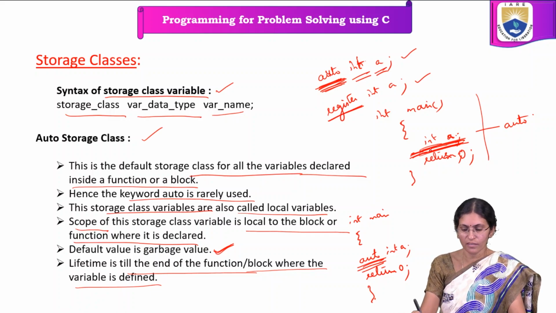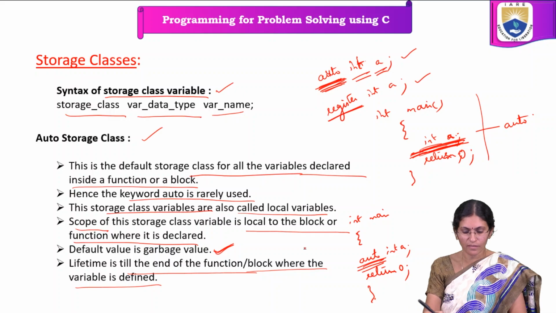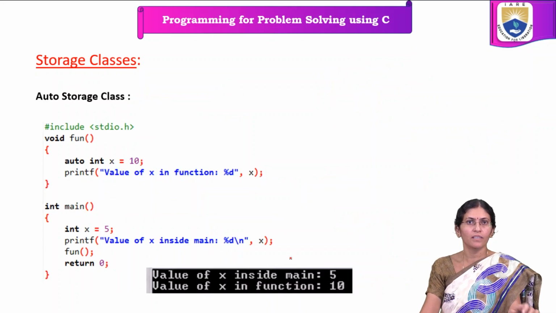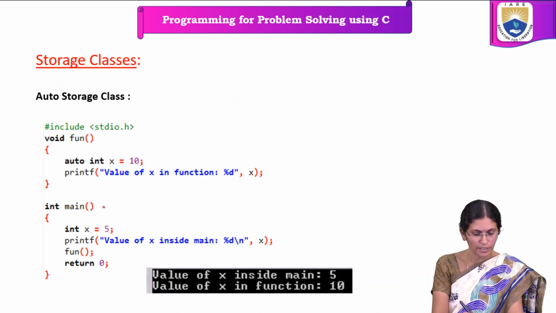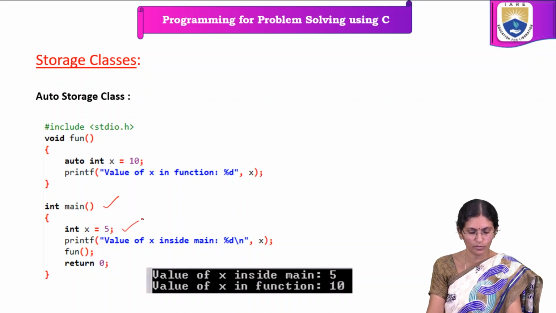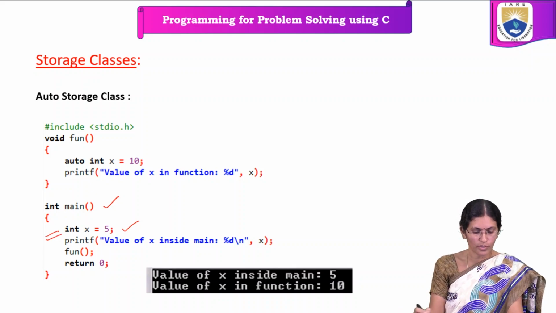Here in this main function we have declared this variable, and we can access it, its lifetime will be till this main function only. As soon as the function ends, it is no longer available. Next, consider one example for the auto storage class. This is a program. In the main function we have one variable x equal to 5. Here we have not mentioned the storage class, so by default it refers to the auto storage class.